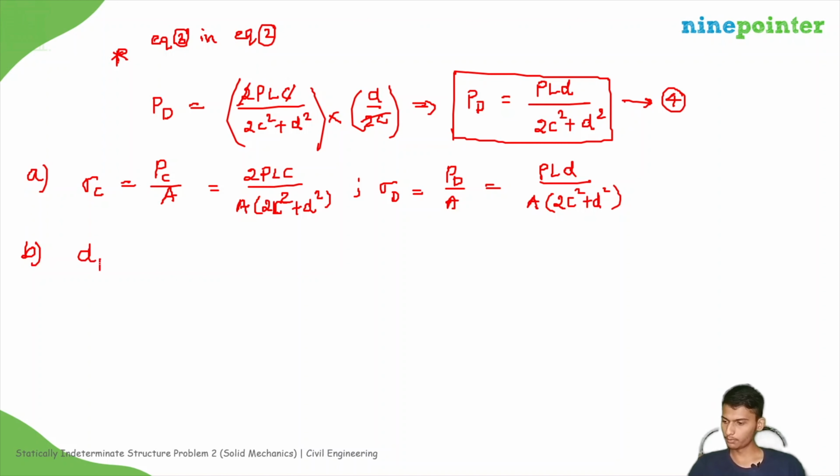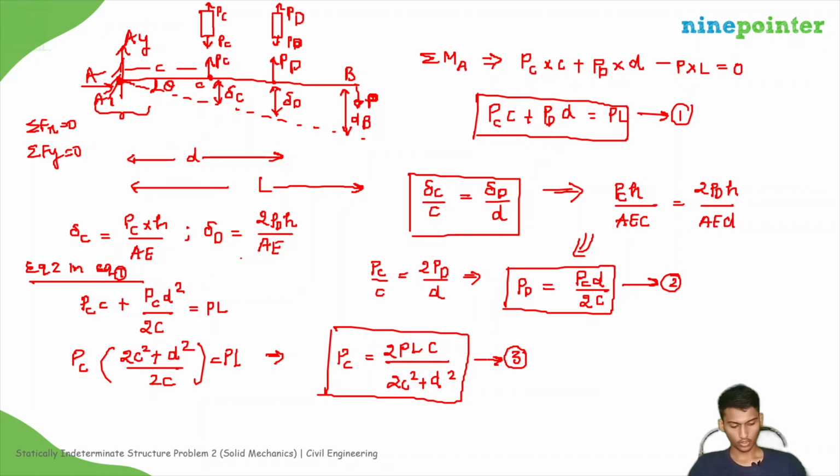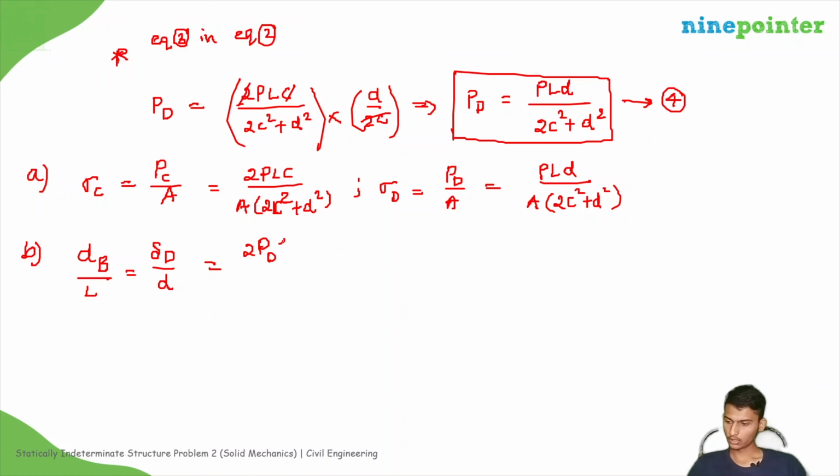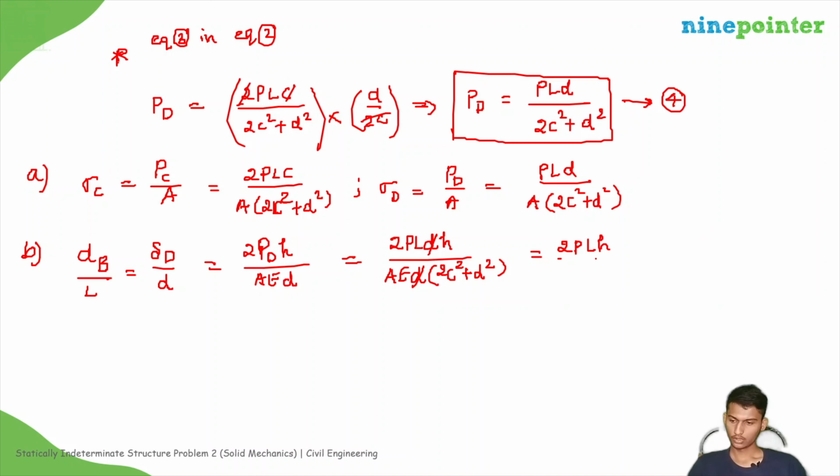What is part B? We need to find out dB. So see, from that triangle only we can write dB divided by L equals del D divided by D. So what is del D? We already know the elongation of D as 2PD H divided by AE. We already calculated the value of PD, so we put it over here, that will give 2PLD H divided by AE D into 2C square plus D square, right? So D D will cancel, we get 2PLH divided by AE into 2C square plus D square. So this is part B, right?